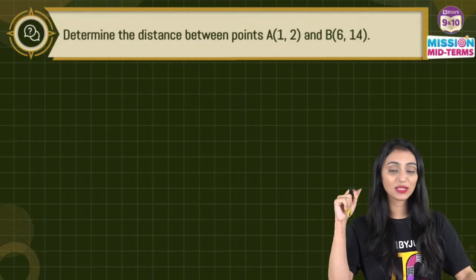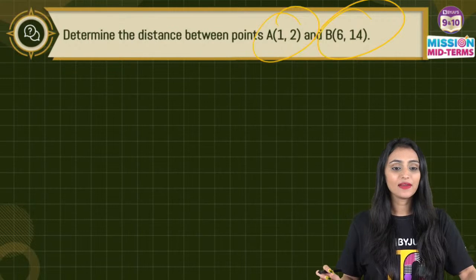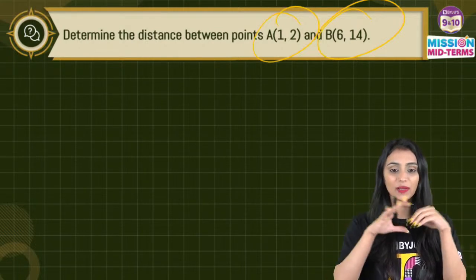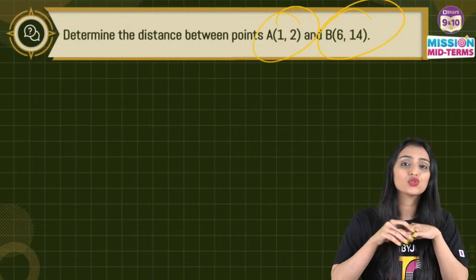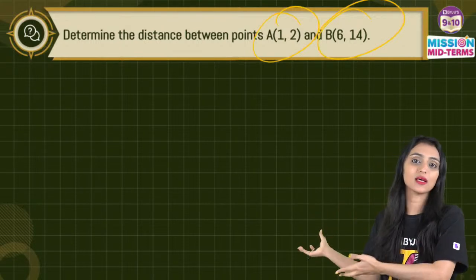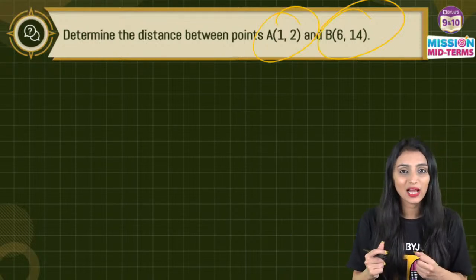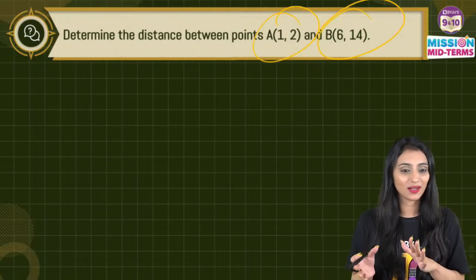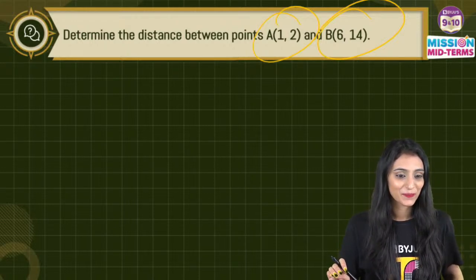Determine the distance between the points A 1, 2 and B 6, 14. Derivation is important. See, derivation will not be asked in the paper. It's just that you should know how these formulas are coming. Don't just run after mugging up the formulas, put the values and get the answer. Don't do that. Thank you, Kashish.